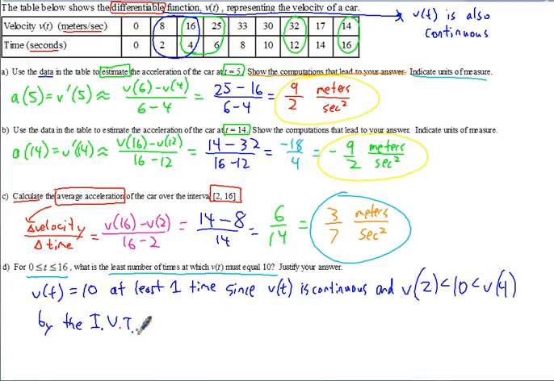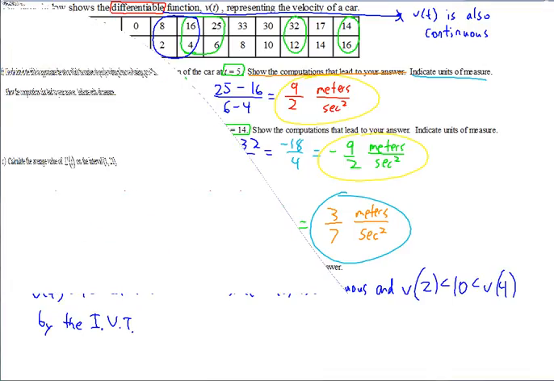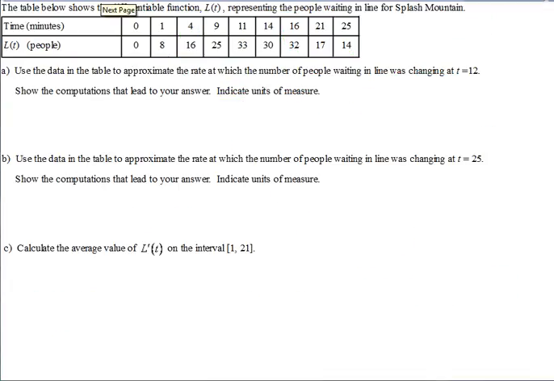Now let's take a look at another example. On this one, you can have all different tables that represent all sorts of things. So your units will be based on the units here. It says the table below shows the differentiable function L of t representing the people waiting in line for Splash Mountain. So notice here, time's on the top row and not on the bottom row. And the units for L of t are people.